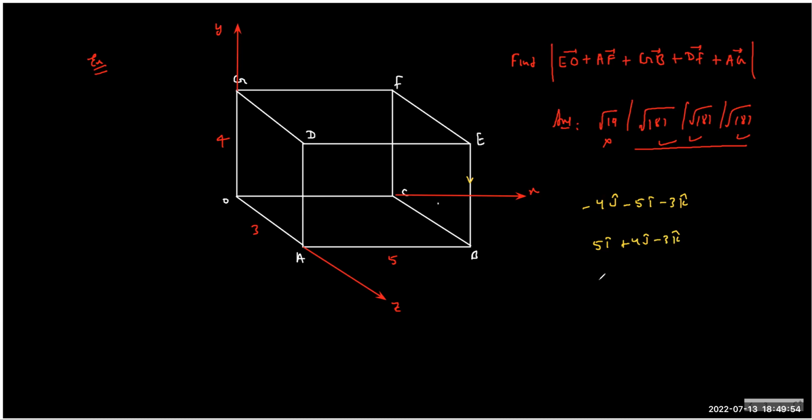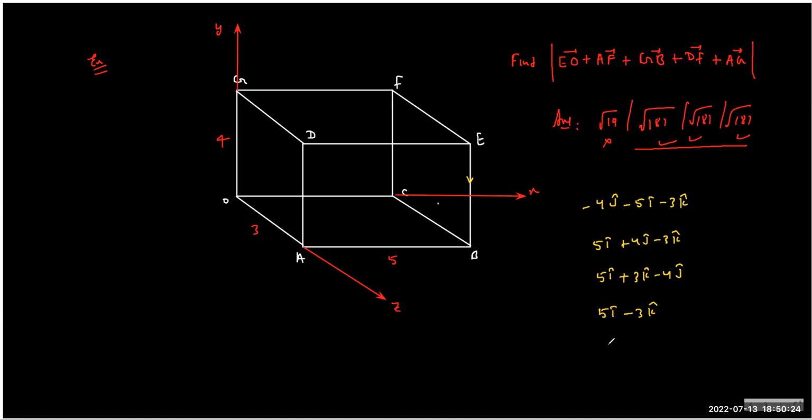What is GB? Going from G to B, I'm going from G to F, F to E, and then E to B. I hope that's okay. 5I plus 3K minus 4J. The GB is done. DF. That's easy. D to E, E to F, minus 3K, because you are going in the reverse direction of the Z axis.